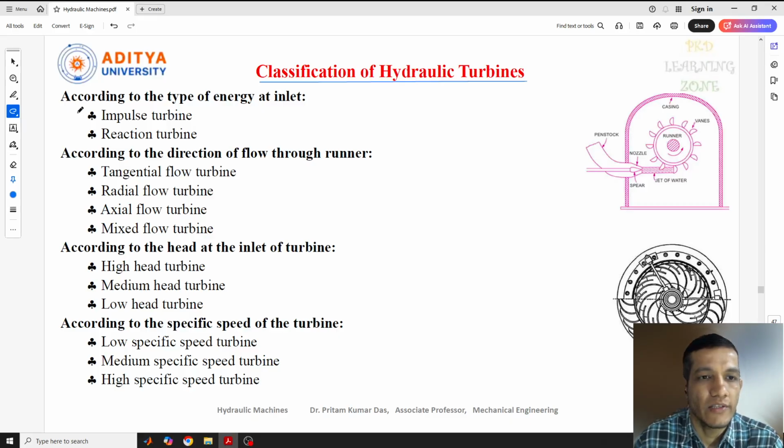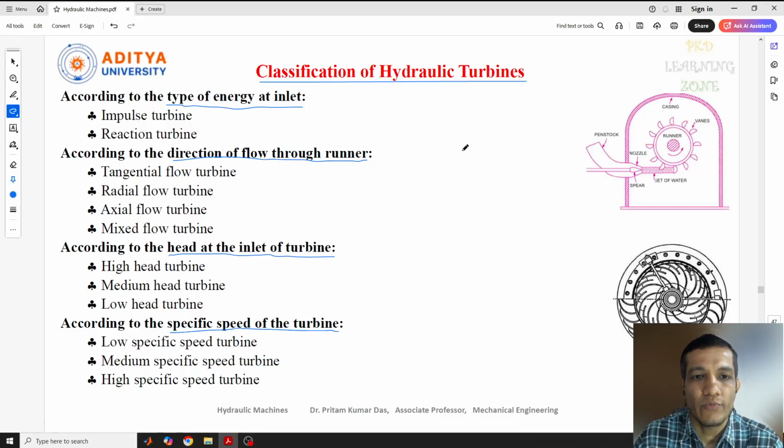The first one is according to the type of energy at the inlet condition, and second one is according to the direction of flow through the runner or through the vanes, also can be called, according to the head at the inlet of a turbine, according to the specific speed of a turbine.